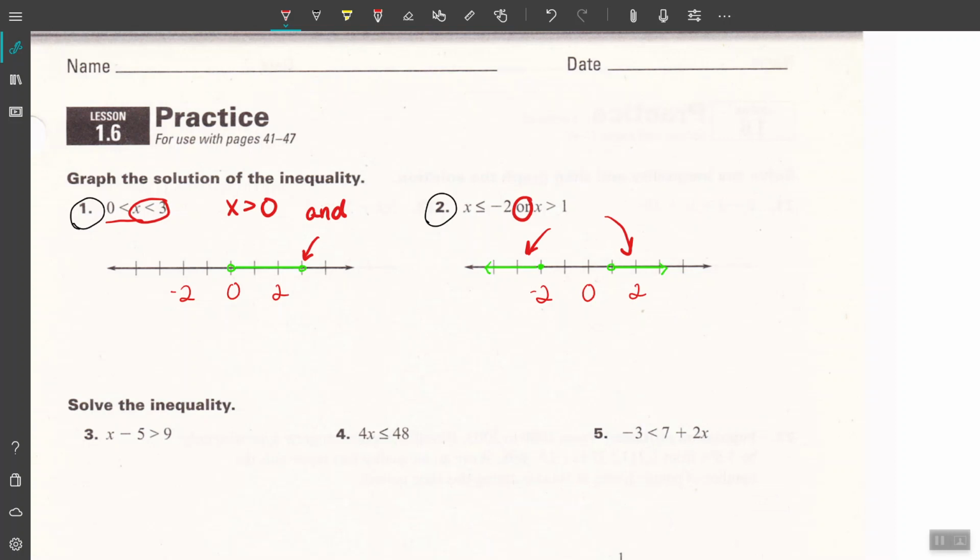On -2, I have the point filled in completely because of this equal sign. So this is less than or equal to, so you have to fill the dot in. On the other side, we don't fill it in because it's just a greater than 1 sign. It doesn't actually include the number 1.